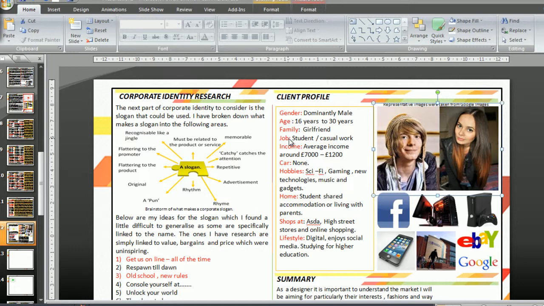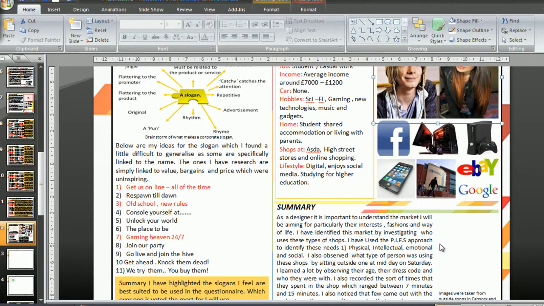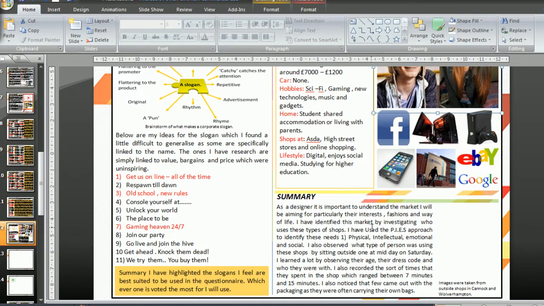One is you can look at the market, look at the type of people that use that market. To some degree I've done that at the bottom. All I've explained there is on my designer element. Basically what I've done is I've sat outside the game shop and looked at the type of people that go into the game shop.